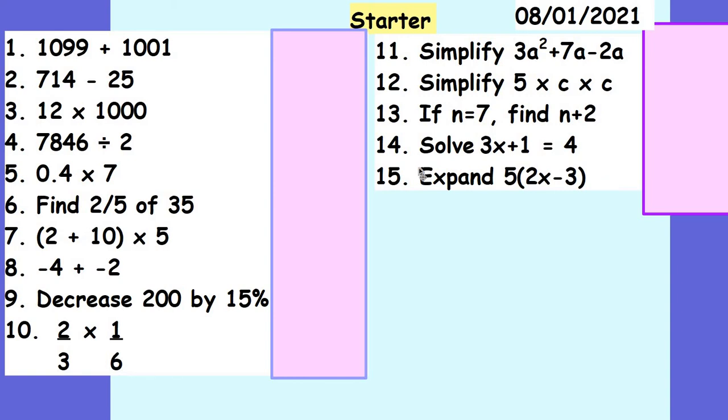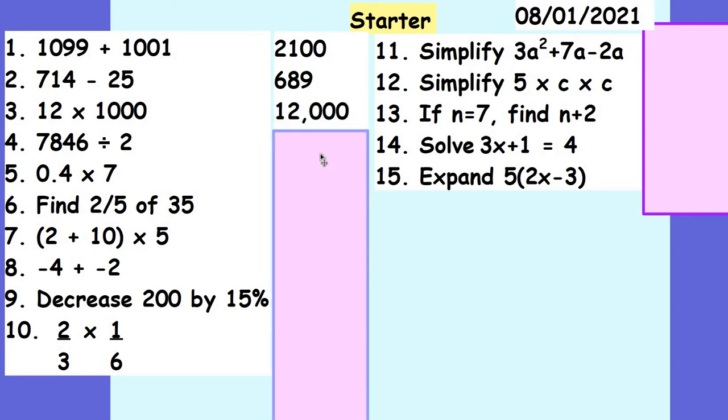Okay, I'm going to run through the answers now. Hopefully you've had a good go. I've got 1099 plus 1001, that's going to give me 2100. 714 take away 25, if you've done a column subtraction you'll have got 689 there. 12 times 1000, well I know to move those 1 and 2 digits 3 spaces over, so that gives me 12,000.